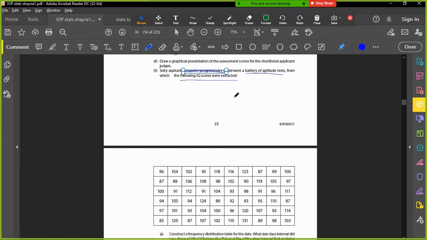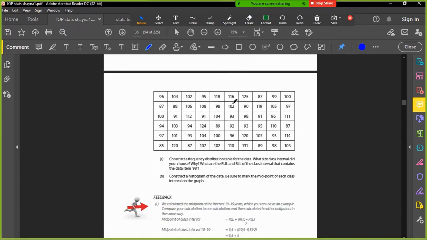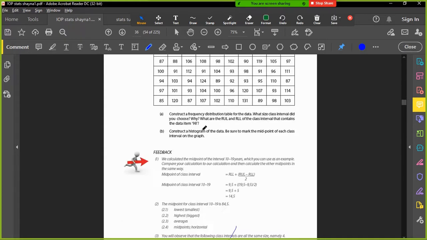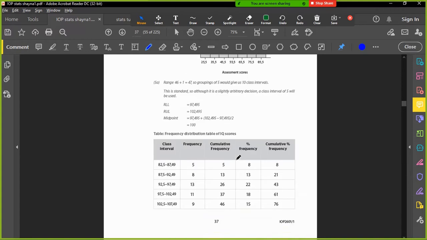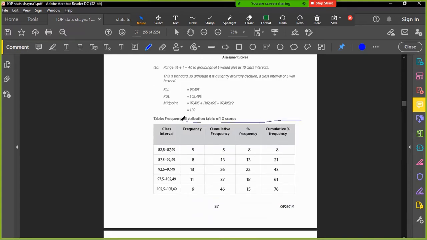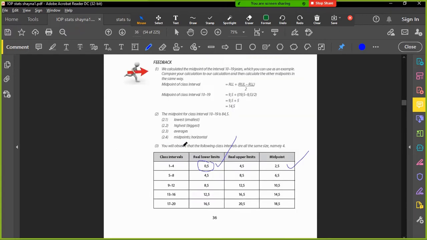Right. There's IQ scores. Okay, so those are the scores. Right, they want us to construct a frequency distribution table using class intervals where they want the lower and the upper, okay? And they want you to construct a graph, a histogram. Okay, did they give you a template? Here's the template. Okay, so those are the headings. Right. Okay. Remember, when looking at the classes, what classes do they want here?